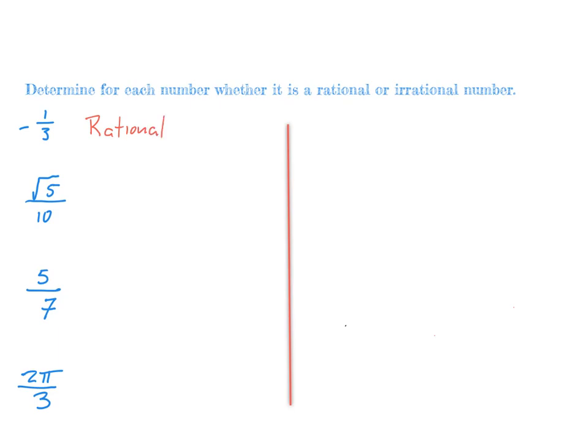Now the second one is the square root of 5 divided by 10. The square roots are rational numbers only if they are perfect squares. In this case, 5 is not a perfect square, therefore this is an irrational number. The next one is 5 divided by 7. Again, that is a ratio, so we know that that is a rational number.